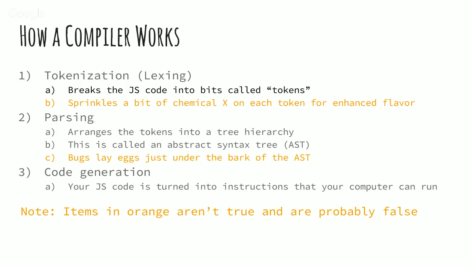Okay. And then the third step in compiling is code generation. Your JavaScript code that has been tokenized and parsed is then turned into binary instructions that your computer can run. So those are the three steps of the compiler.